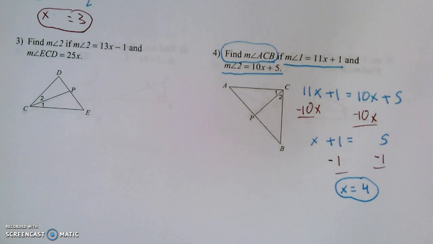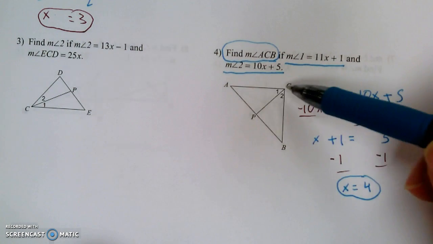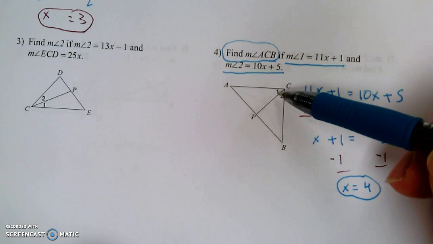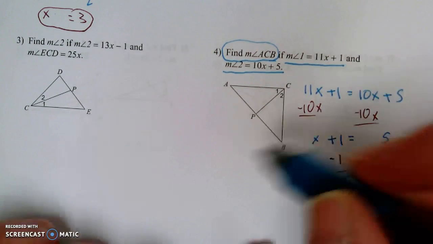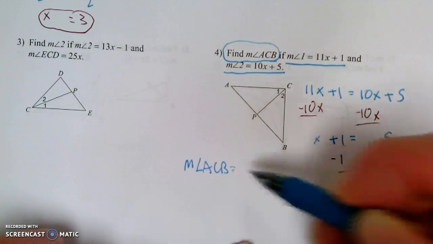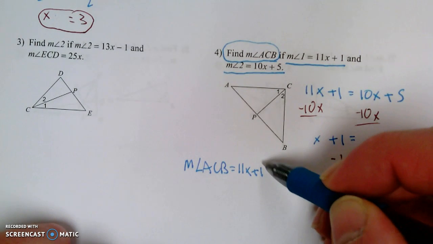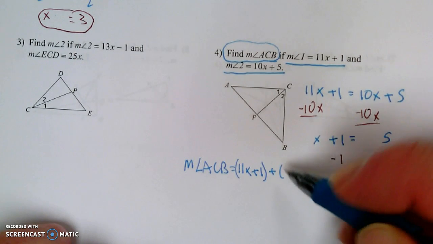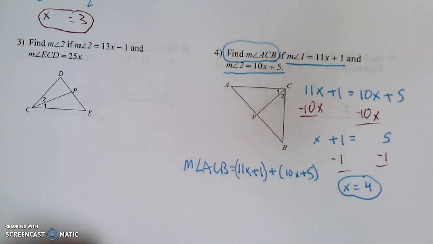Okay. Now, there are several different things that we could do here. We could say that the entire angle ACB is equal to angle 1 and angle 2 put together, so we could write an expression for it. Let's just write this out: measure of ACB equals 11x plus 1 plus 10x plus 5. We could do that.